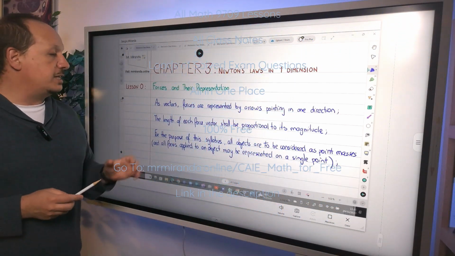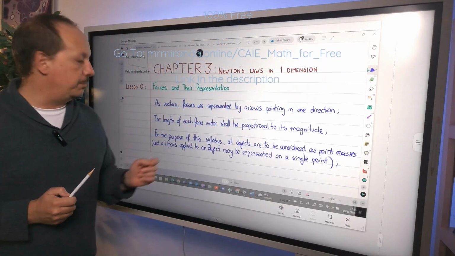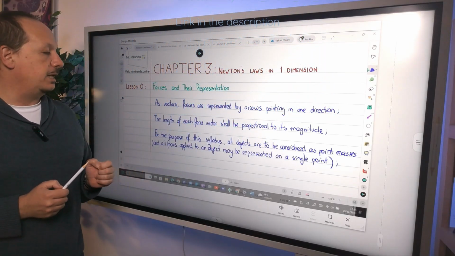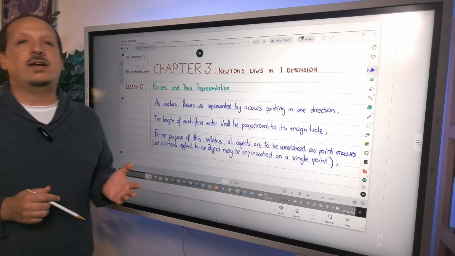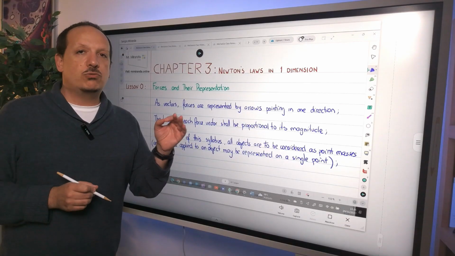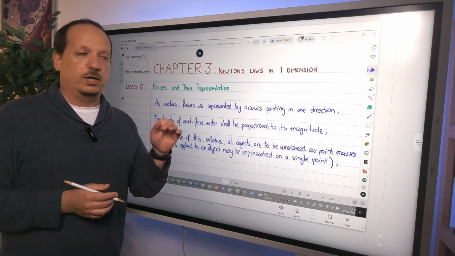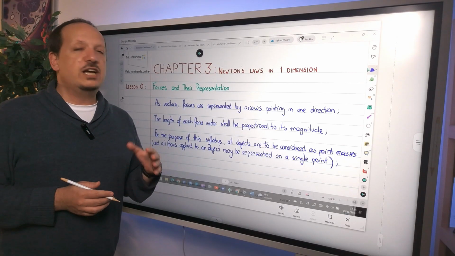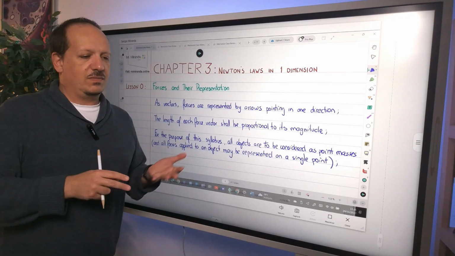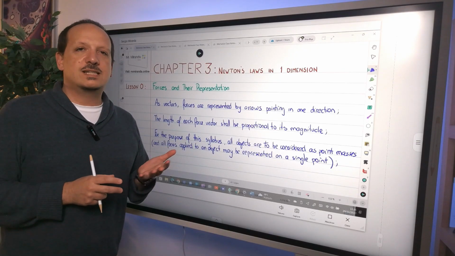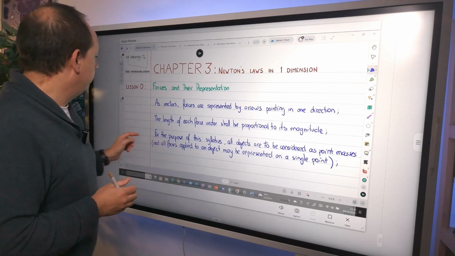For the purpose of this syllabus, all objects are to be considered as point masses, and all forces applied to an object may be represented on a single point. You don't need to have any artistic skills. You may represent the object that is being described in each question as a single point. As you're going to see later, I usually don't do that. I try to make the simplest possible sketch that represents the object, but that's just my personal taste.